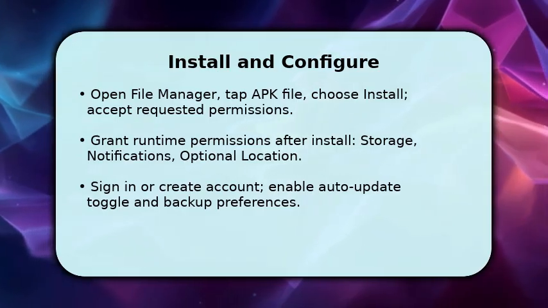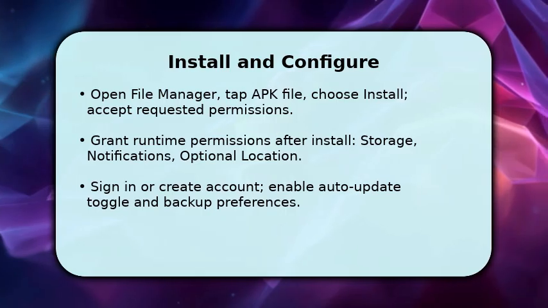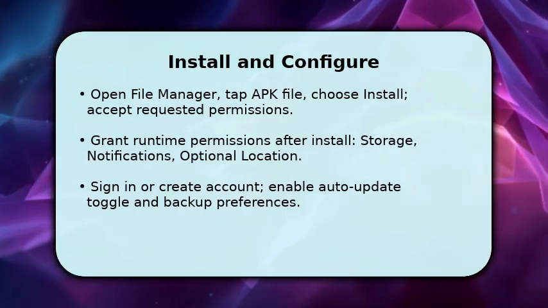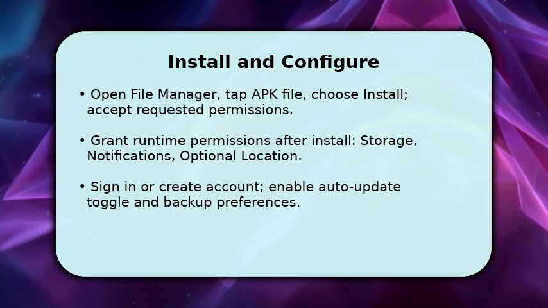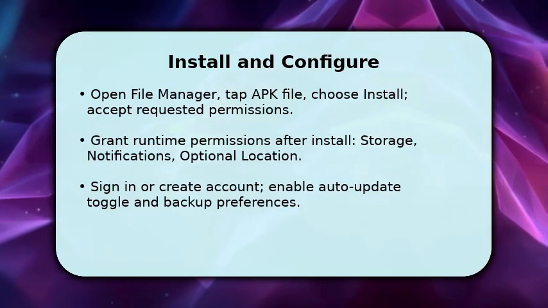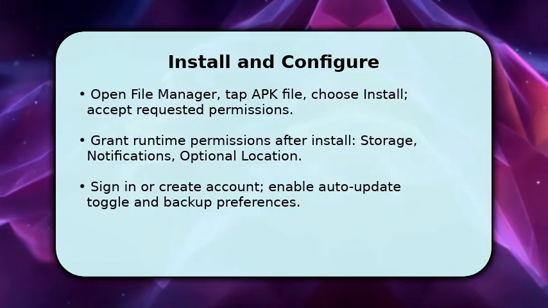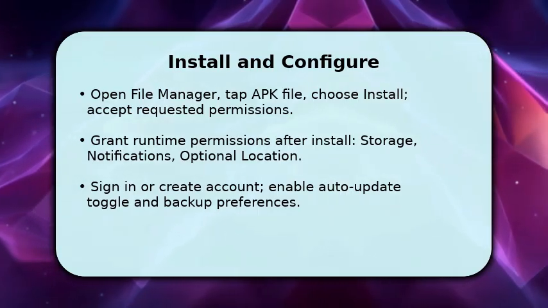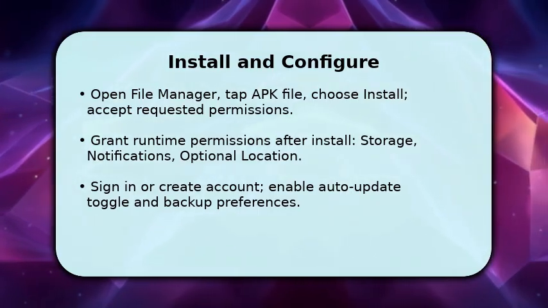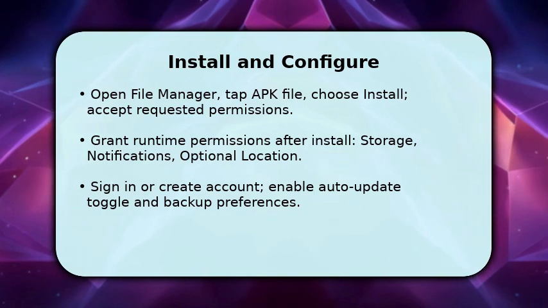Grant runtime permissions like storage and notifications so updates can download and alert you. Next, sign in or create an account to sync preferences. Make sure to enable the auto-update toggle and select backup options. These steps ensure the app can check, download, and restore updates reliably without manual intervention.